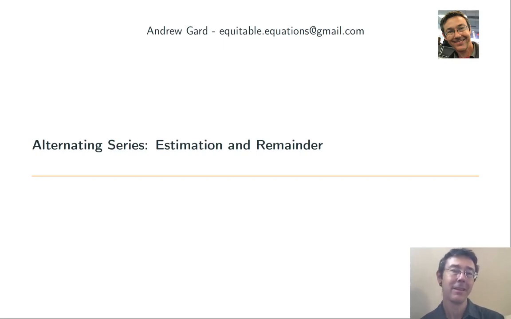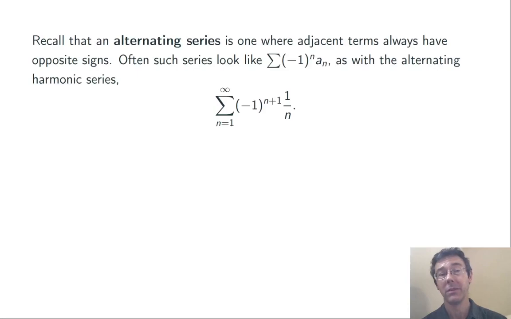Hey everybody. Today we're approximating alternating series using partial sums. So first of all, let's remember what an alternating series is. It's one where adjacent terms always have opposite signs. So plus, minus, and so on.